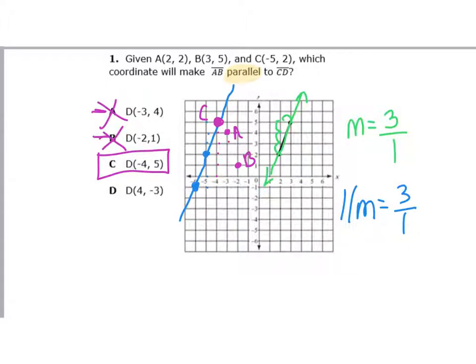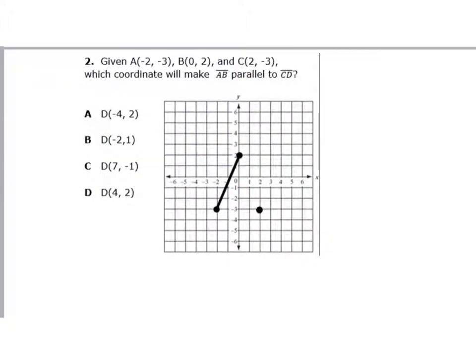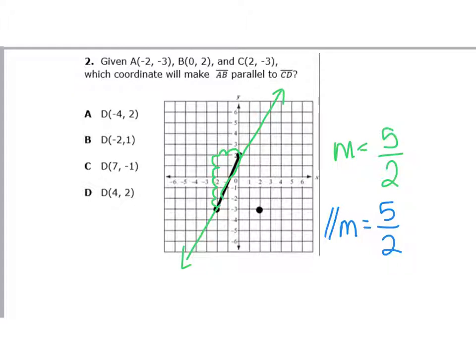Okay, let's look at number 2. Similar problem. First thing I need to do is look at the slope of the line that they've given me. So my slope, I'm going to rise 1, 2, 3, 4, 5, and then I'm going to run 1, 2. I can see this is uphill, so it is positive. So my parallel slope is also 5/2.